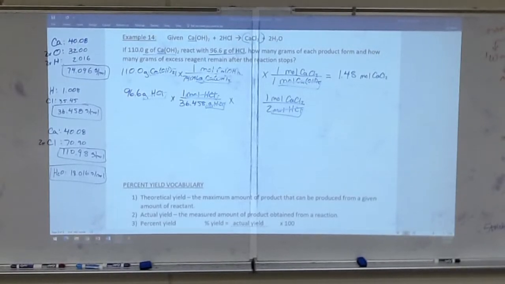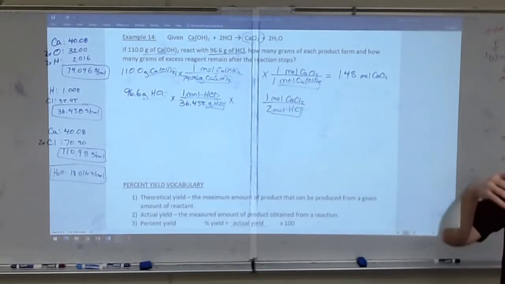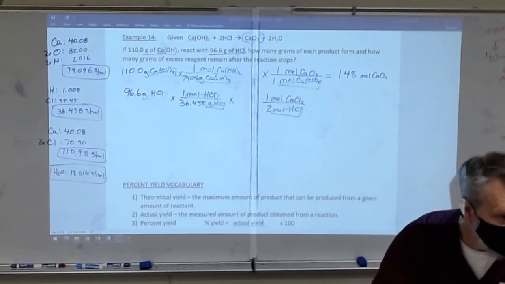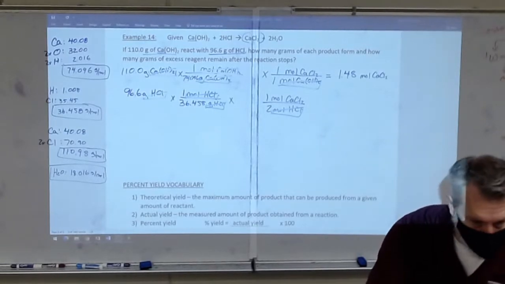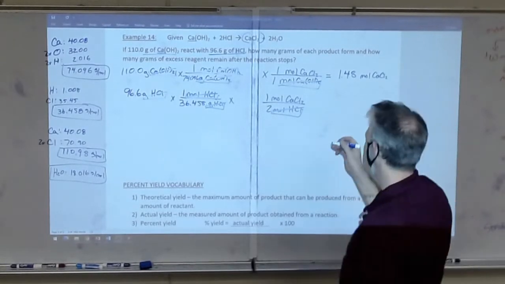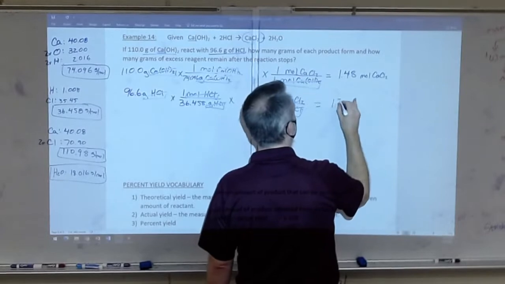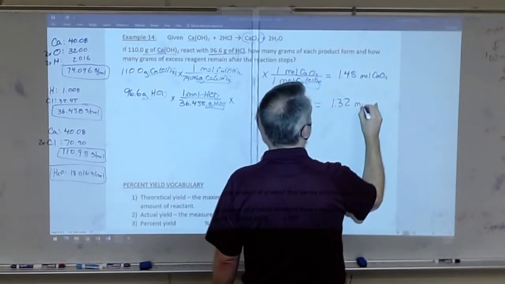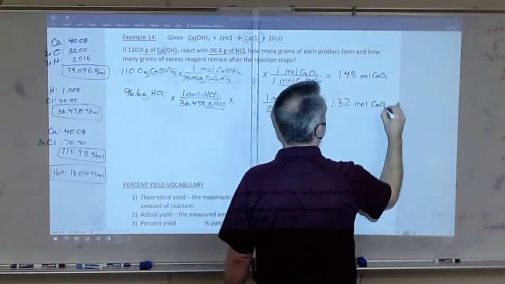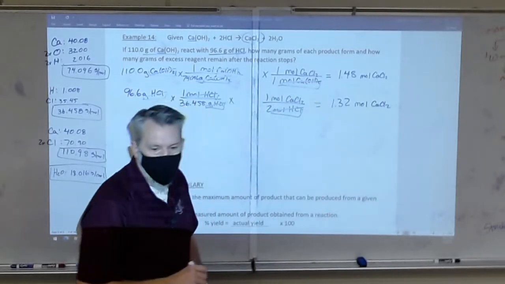So 96.6 divided by 36.458, we got some number. It's like 2 point something, right? And then we divide that by 2 again, right? So our final answer is, there we go, 1.32 moles of CaCl2. Which one of those is smaller?